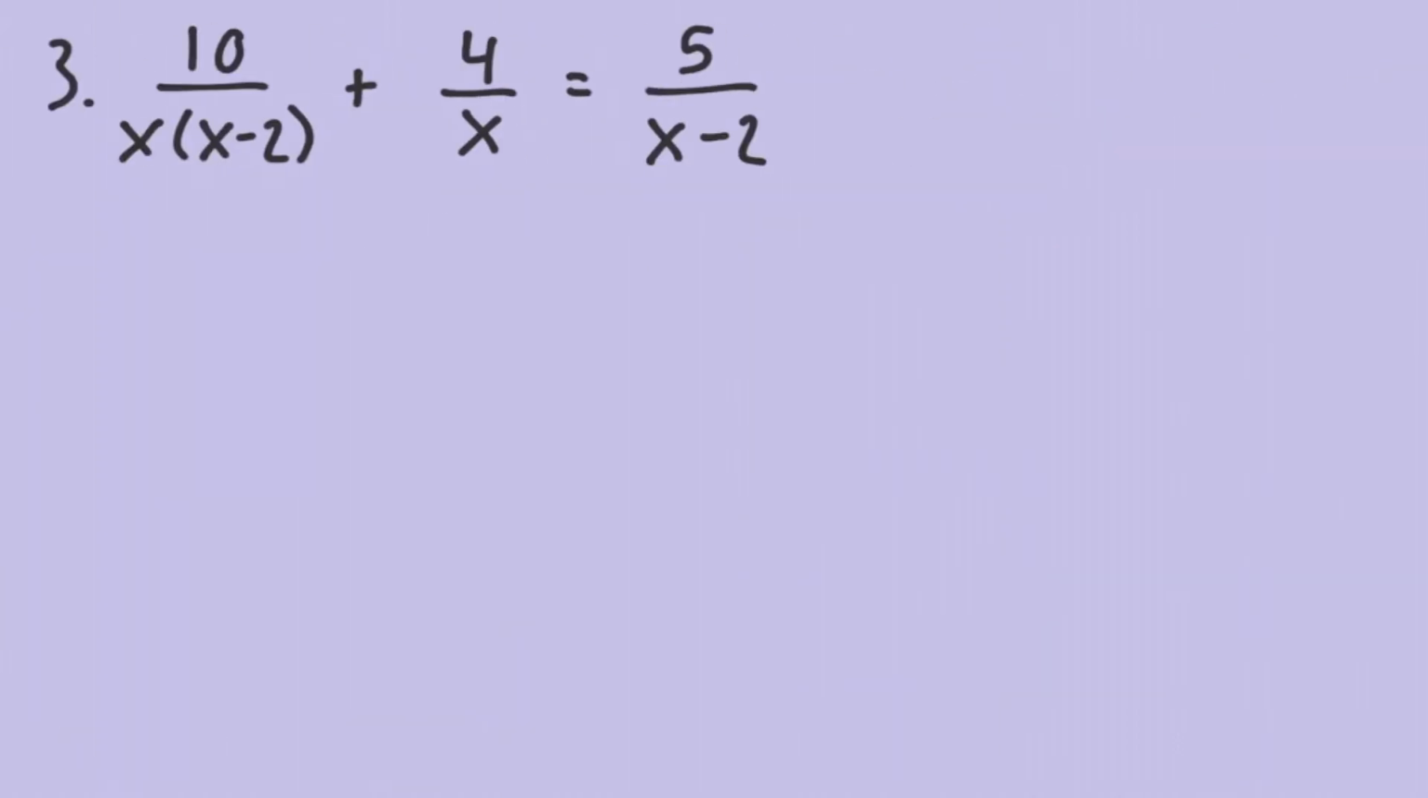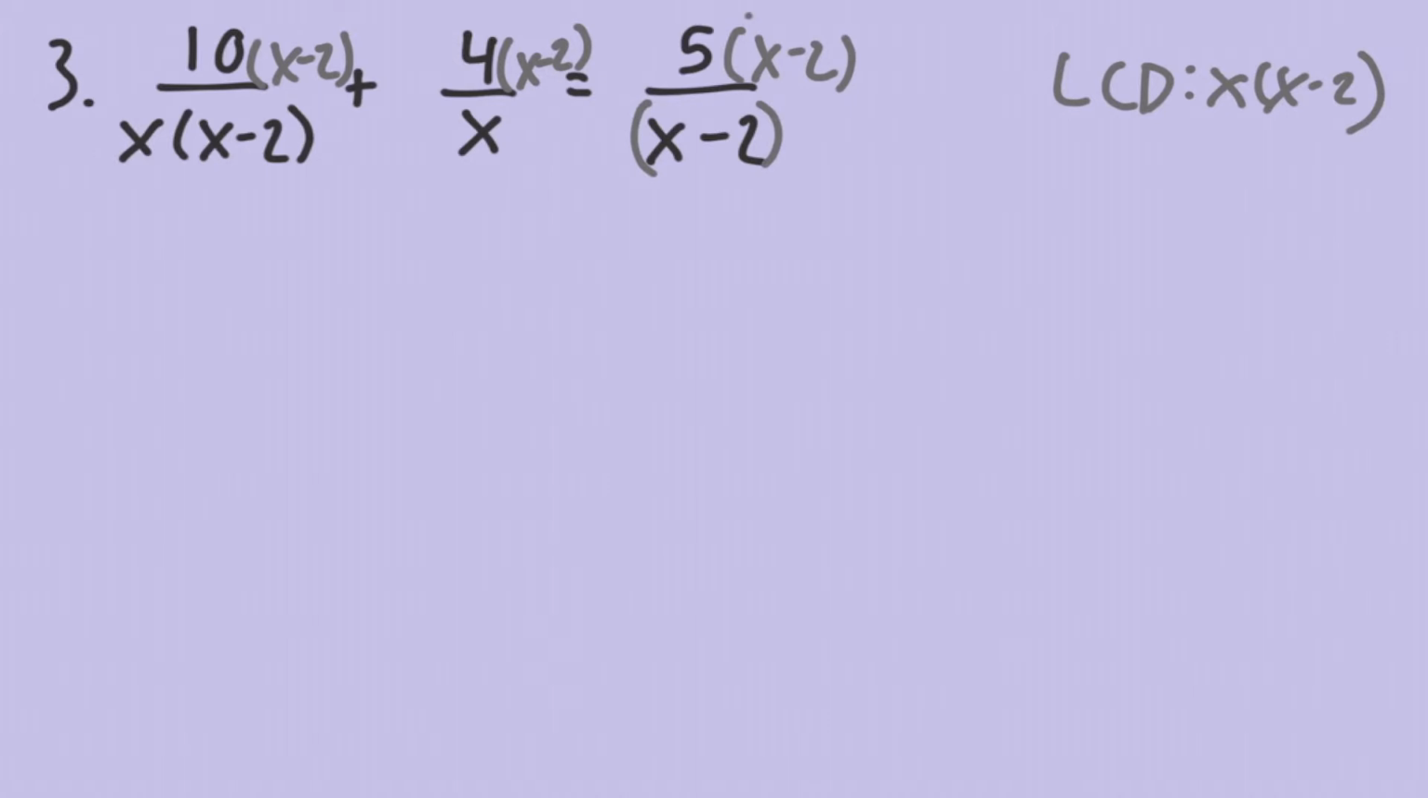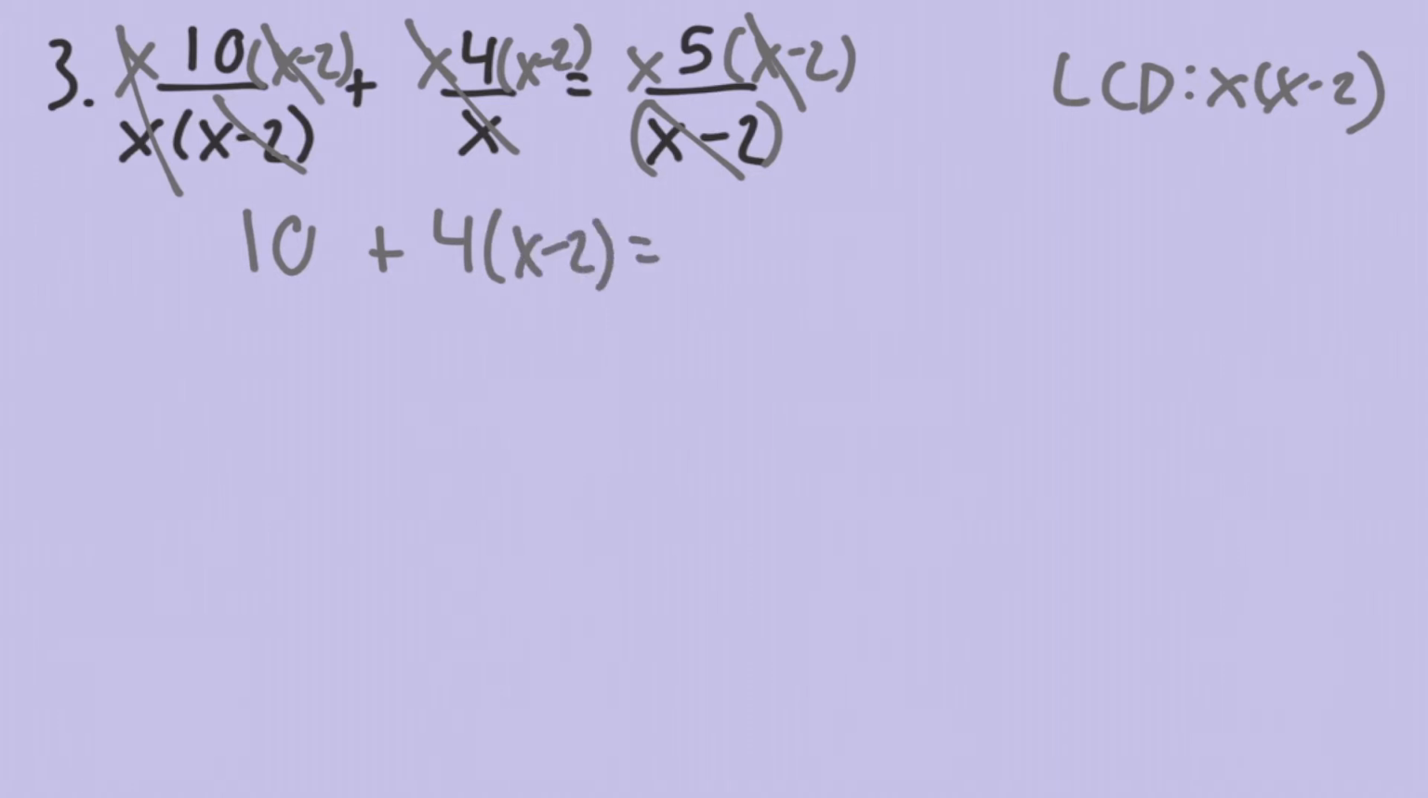Our least common denominator for this one is x times x minus 2, so that's what we can multiply to each numerator to get all the denominators to cancel. But if you don't see that, just multiply by everything separately. We see x minus 2's, so we can multiply everything by x minus 2. Those cancel, those cancel. We still have x's in the denominator, so multiply each numerator by x. Those cancel and those cancel. So now we have 10 plus 4 times x minus 2 equals 5x. So that's 10 plus 4x minus 8 equals 5x.